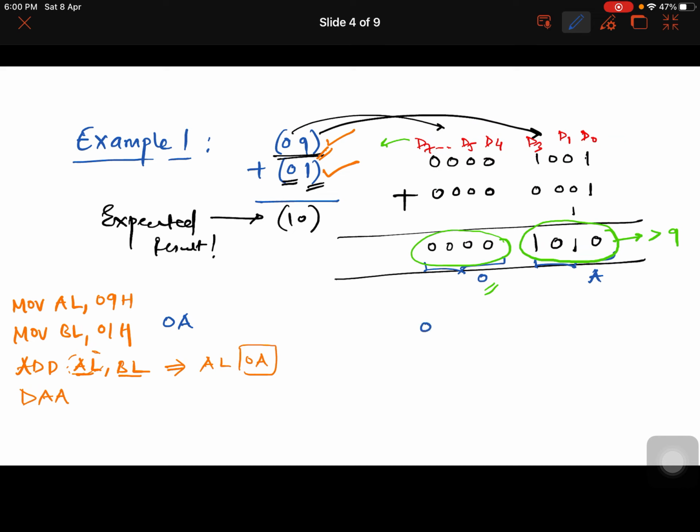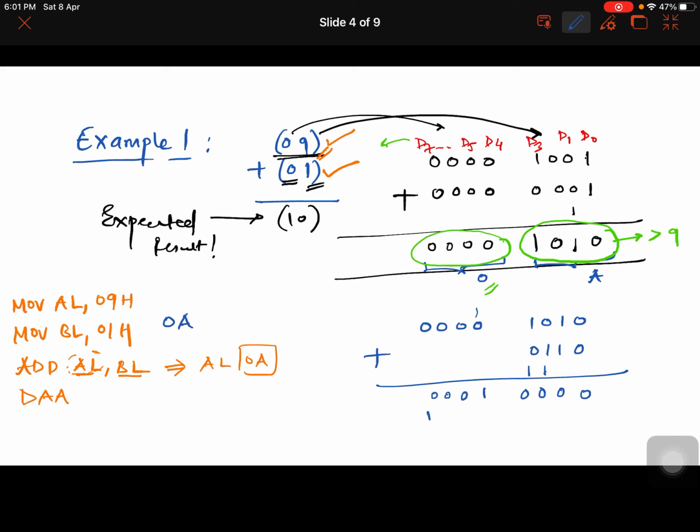So let me take my final result. It is 0 0 0 0 1 0 1 0. I need to add 6. 6 means 0 1 1 0. I need to add this 6 with D0 to D3. Okay, so 0 plus 0 is 0, 1 plus 1 is 0, carry is 1, 1 plus 1 is 0, carry is 1, 1 plus 1 is 0, carry is 1, and finally we have this result.